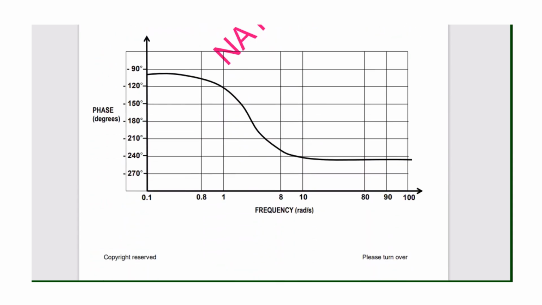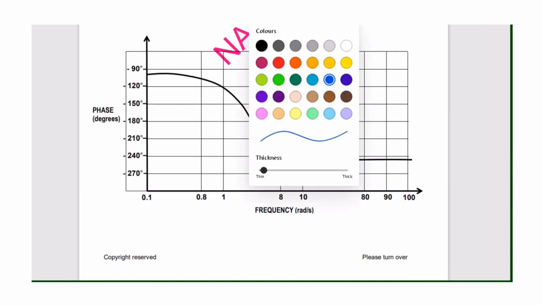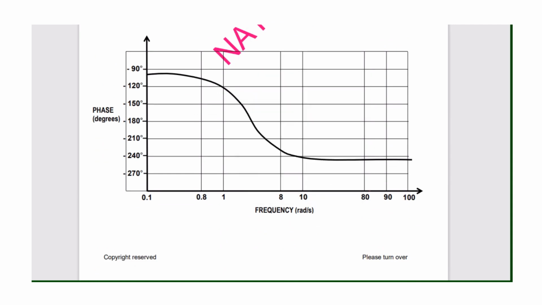So I'm going down to when frequency is 80. Here is 80 here. I hope we can see it. Here's 80 here. We just go up with it. We meet the phase here. Do you see the phase? It's there. It's between 240 to 270. We have a difference of 30.